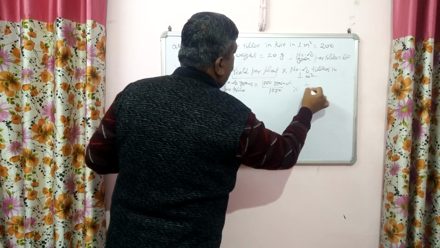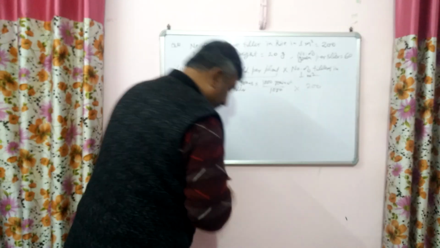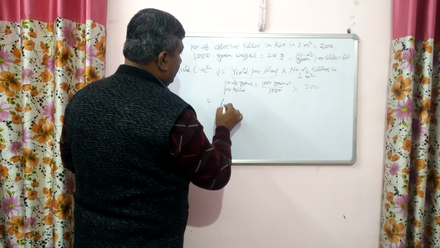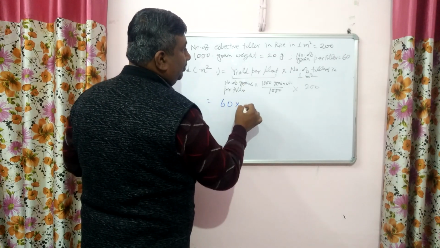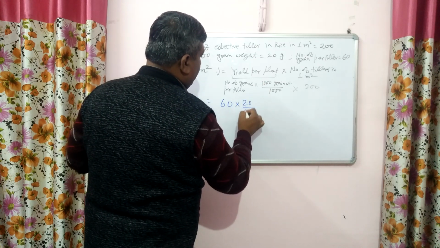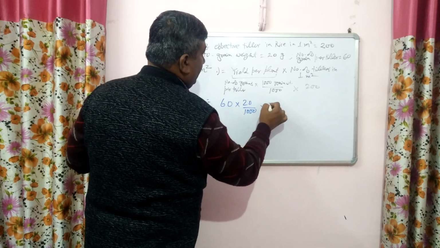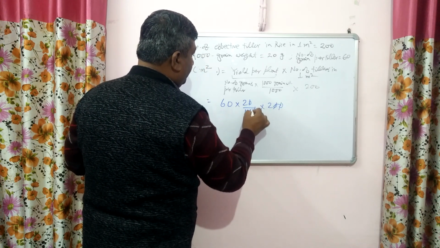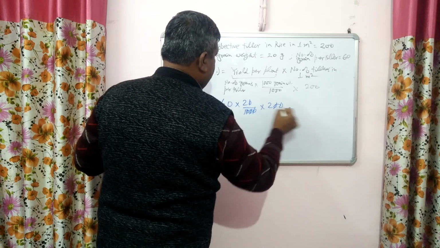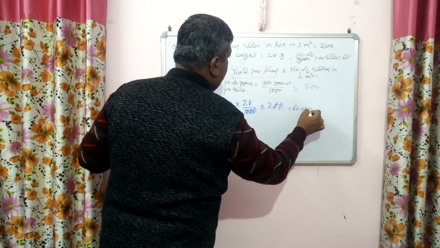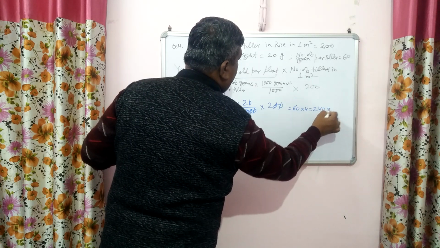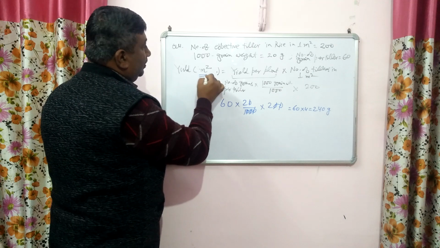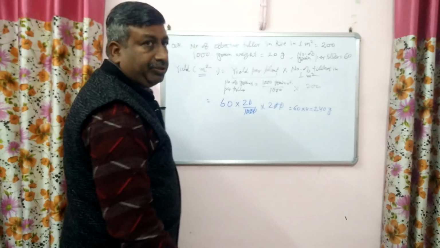Number of tillers 200. So number of grains per tiller 60, 1000 grain weight, how much? 20, divided by 1000, and then multiplied by 200. Now 60 by 4, that is 240 gram. So 240 gram is in 1 square meter area. It is in 1 square meter, number of tillers in 1 square meter area.